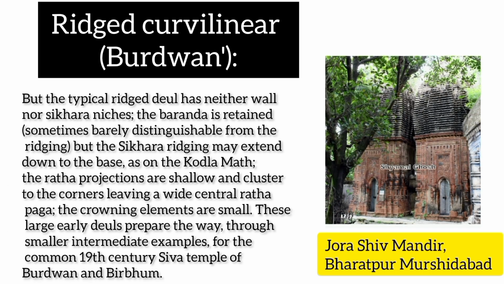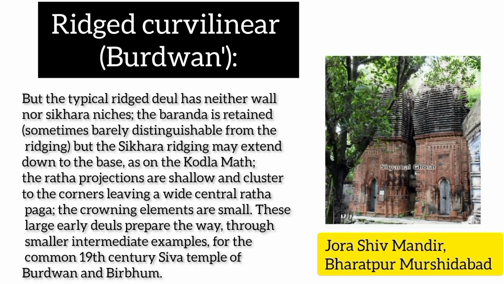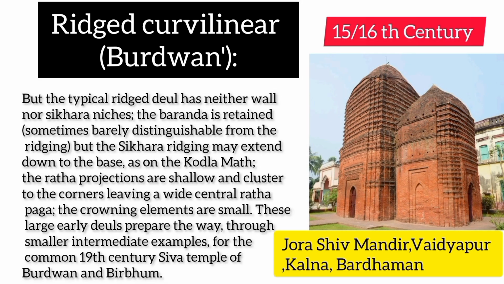But the typical ridged Deul has neither wall nor shikhara niches. The baranda is retained, sometimes barely distinguishable from the ridging, but the shikhara ridging may extend down to the base, as on Kodla Mat. The rath projections are shallow and cluster to the corners, leaving a wide central rath paga. The crowning elements are small.